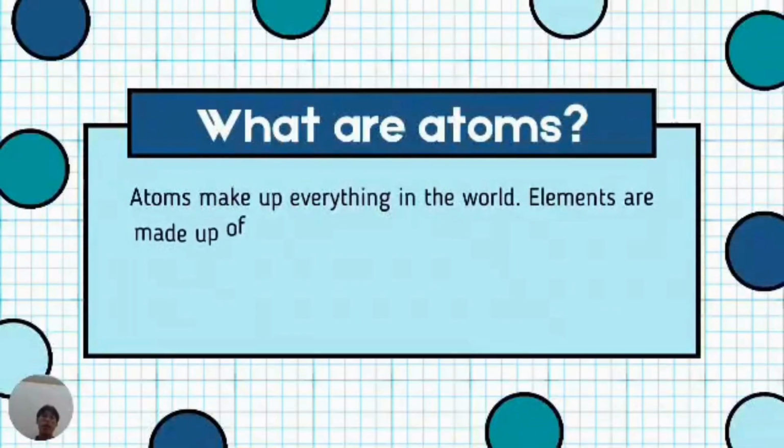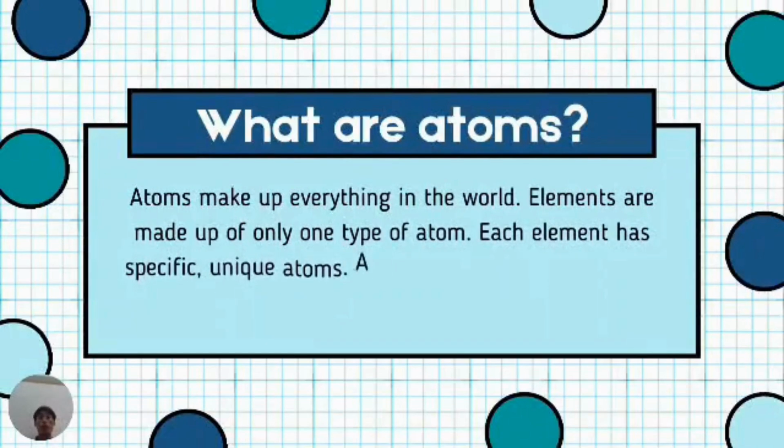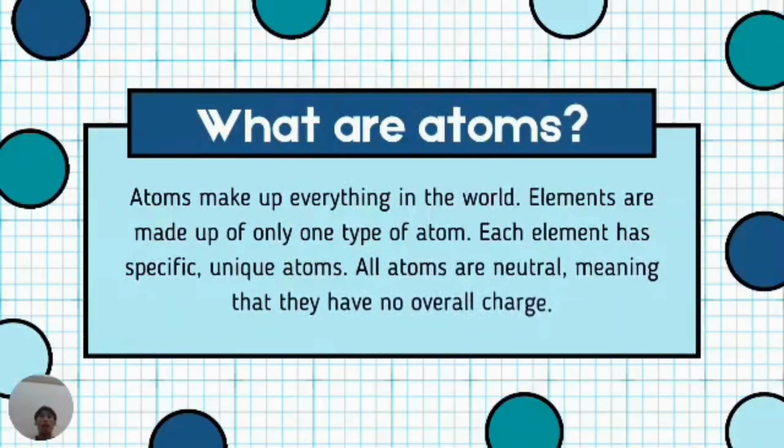What are atoms? Atoms make up everything in the world. An element is made up of only one type of atom. Each element has specific, unique atoms. All atoms are neutral, meaning that they have no overall charge.